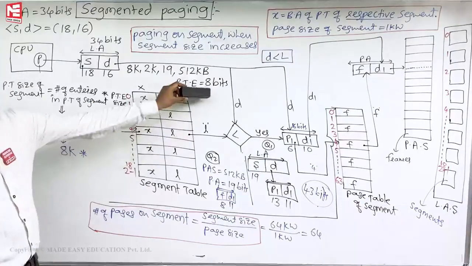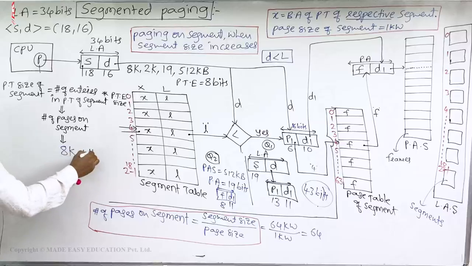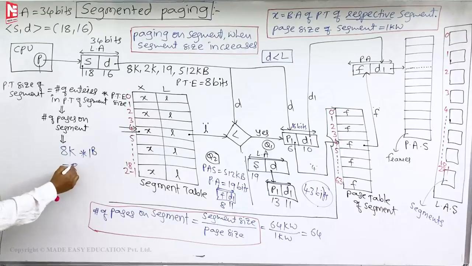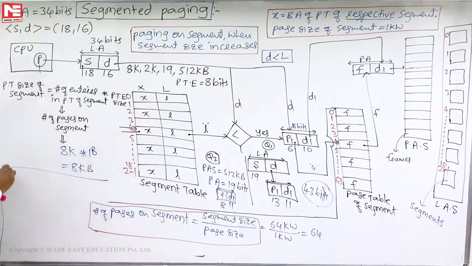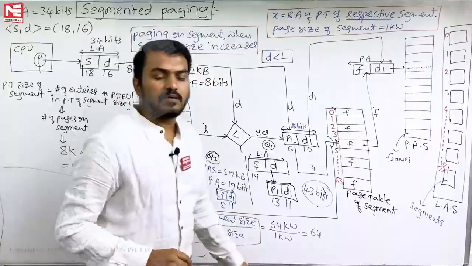Page table entry size कितना दिया? 8 bits, यानी 1 byte. So this is how much here? 8 KB. So that is 8 KB. So that is how you solve the question number 3.